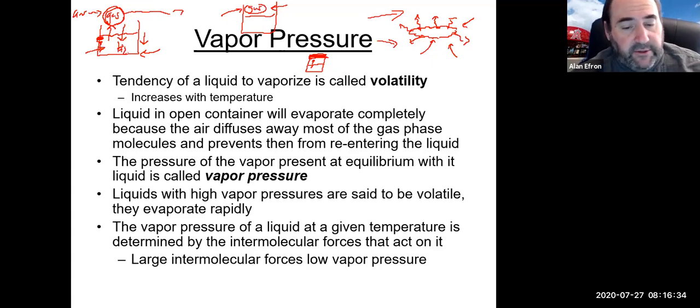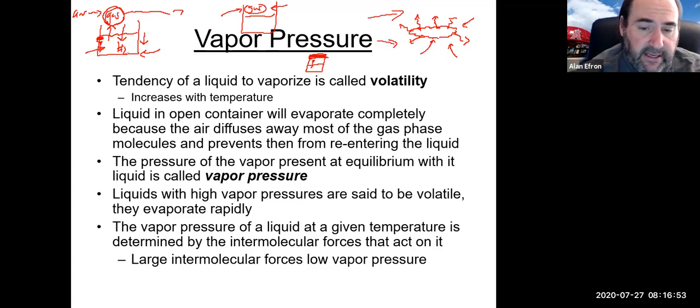Now, the vapor pressure of a liquid at a given temperature is determined by the intermolecular force that's present. And obviously, the stronger the intermolecular force, the lower the vapor pressure you would assume.